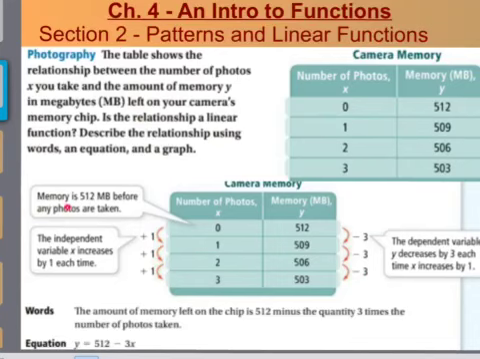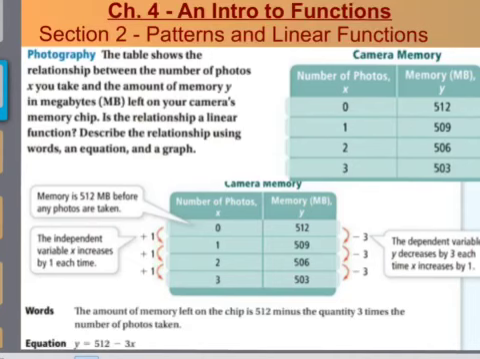0, by the way, is the memory at 512 megabytes before any photos were taken. So this is the starting point. Now the independent variable x increases each by 1. Independent because the memory left depends on how many photos were taken. So that makes the number of photos the independent variable, which is always x, and the memory left is the dependent variable, which is always y. So the dependent is decreasing by 3 every time that the x increases by 1.